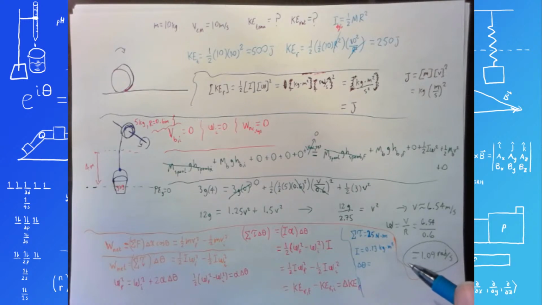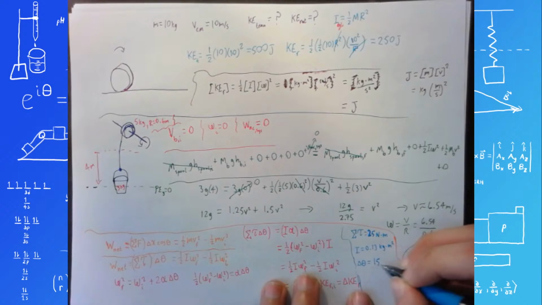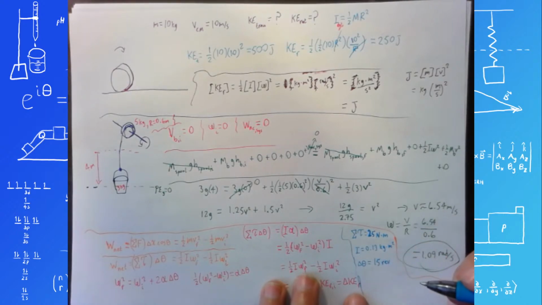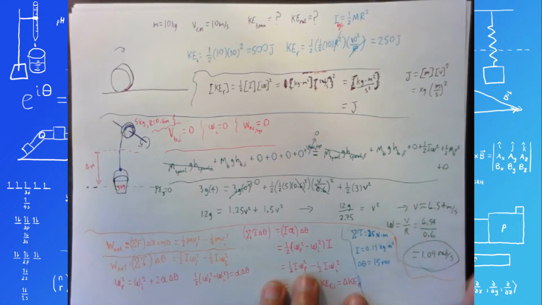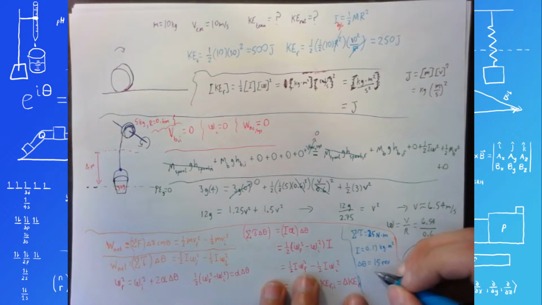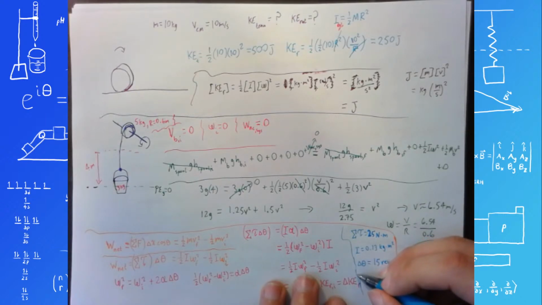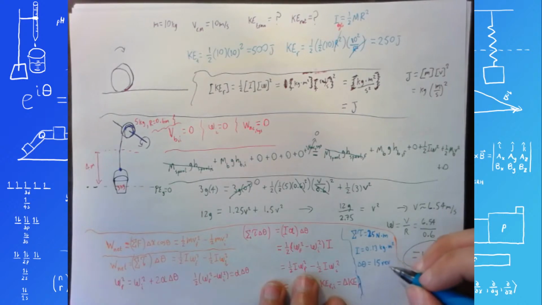So delta theta, they said, was 15 revolutions, 15 revs. That's where I got the 15 from earlier. That's why I thought it was 15 Newton meters. Okay, I'm not going crazy. Or maybe I am, just not at the rate that I thought I was.